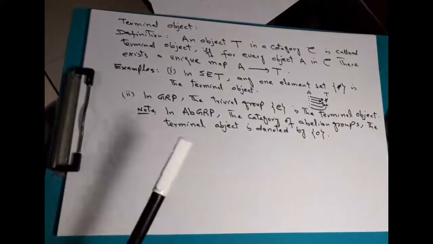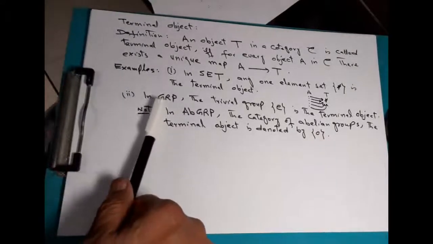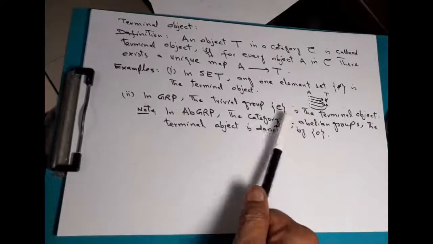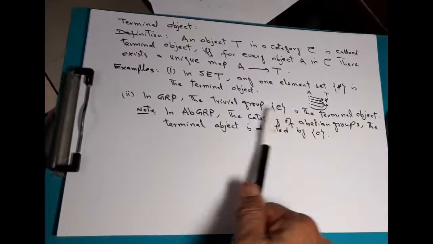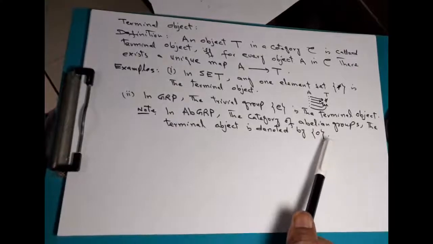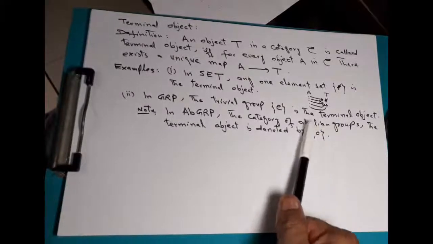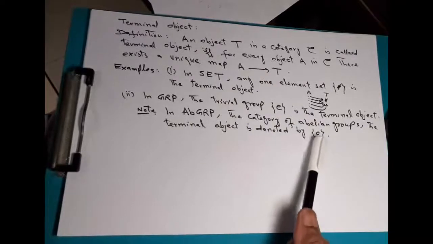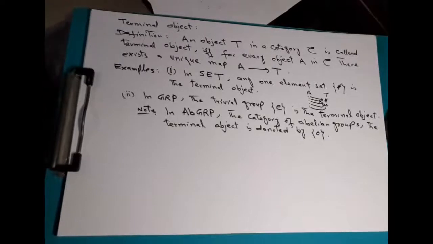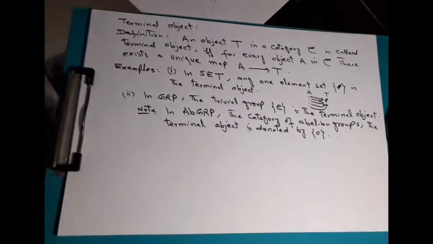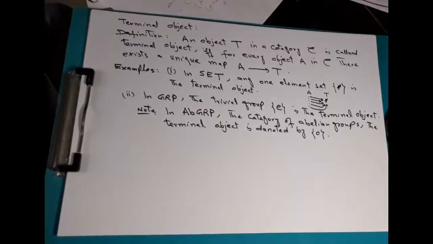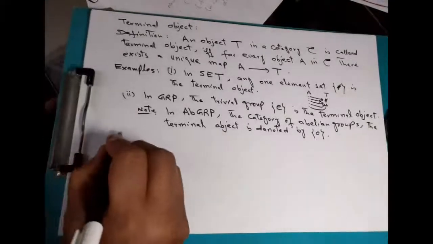Therefore, for the category of groups and group homomorphisms in general, we denote the terminal object by this trivial group, and in case of abelian groups, the terminal object is denoted by this trivial group. If the operation is addition, we use 0. If in general, we use E. So in the category of groups, the trivial group is the terminal object.